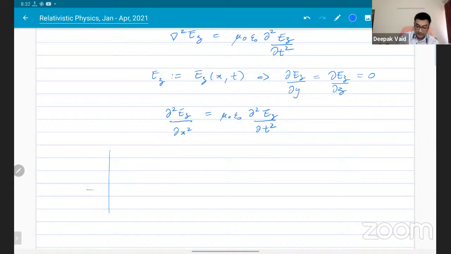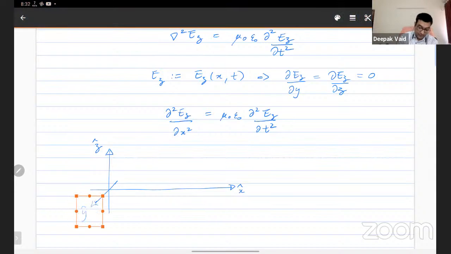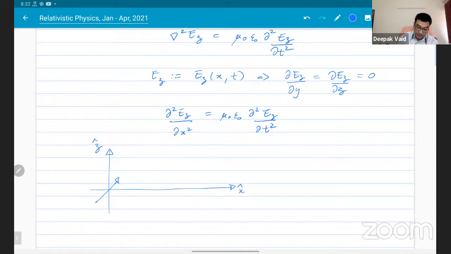Let me draw a picture here like this. Let's say this is the x-axis, this is the y-axis, this is the z-axis. A small thing, this is not right-handed. If I want to make this a right-handed coordinate system, I have to put the y-axis over here: x, y, z. Otherwise, it will be a left-handed coordinate system.